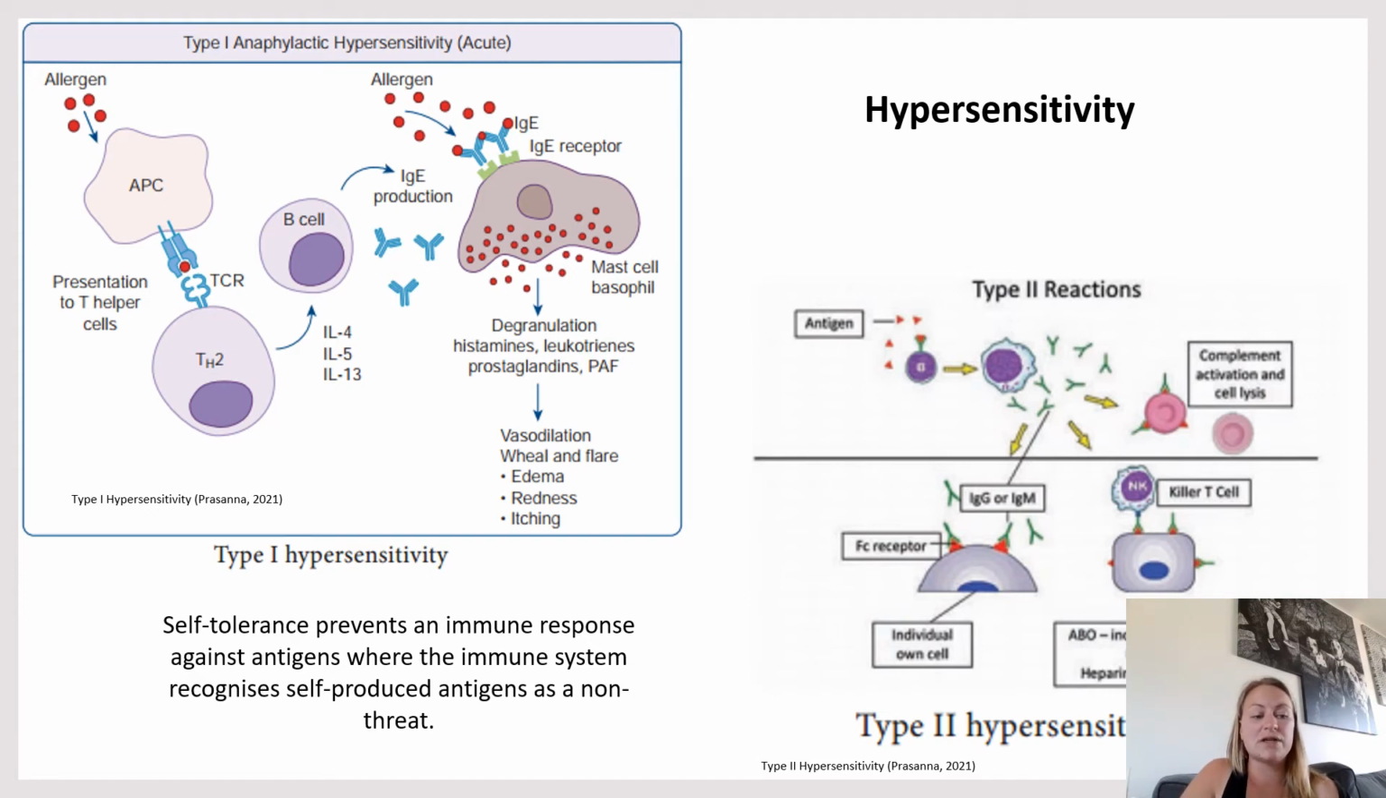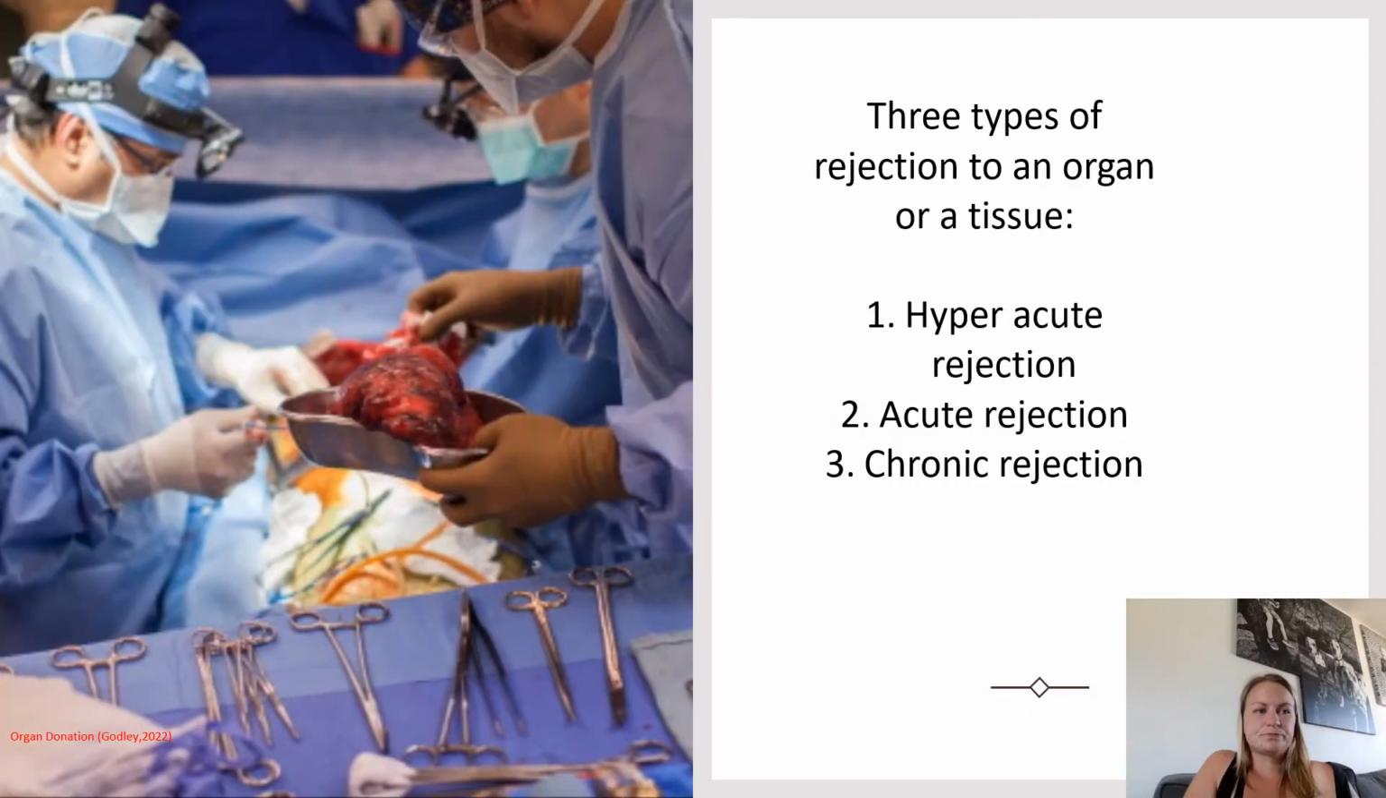There are 4 categories hypersensitive diseases are grouped into: immediate hypersensitivity, antibody-mediated hypersensitivity, immune complex mediated, and cell-mediated hypersensitivity.